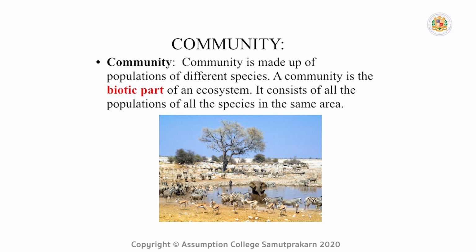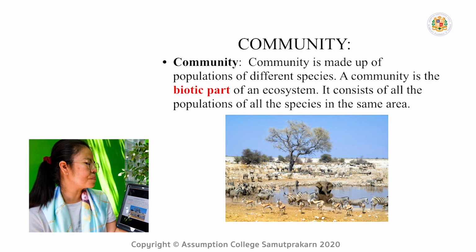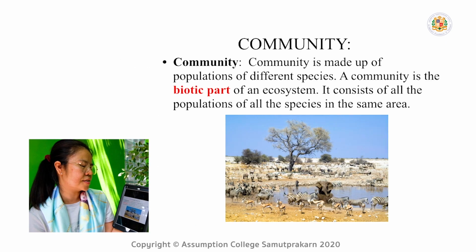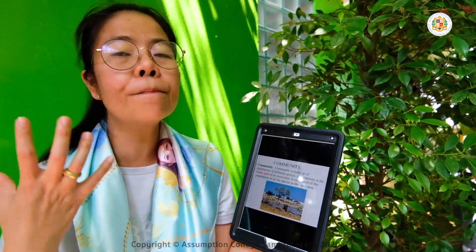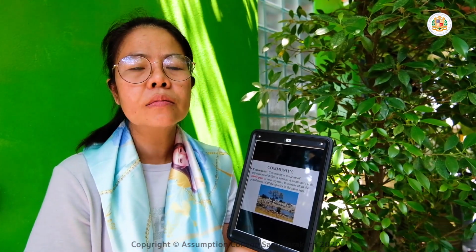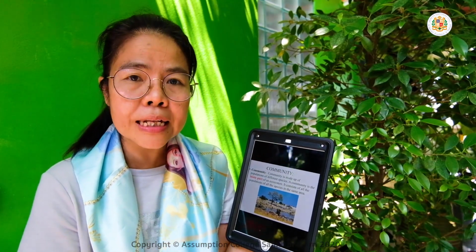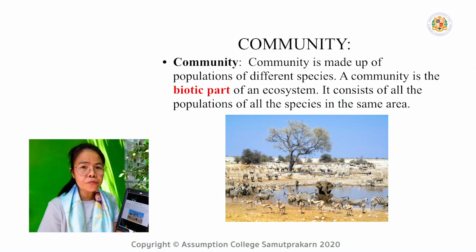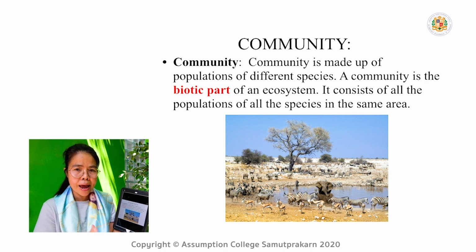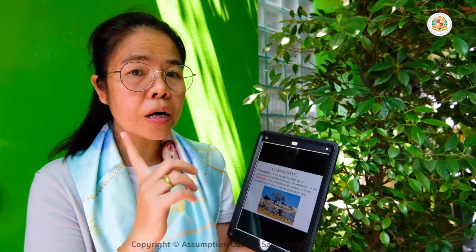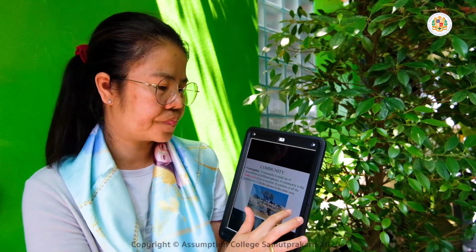Community. The community is made up of the populations of different species of living things. A community is the biotic part, that means living things, the group of the living things. But don't forget, very important, it means different types, different species of living things staying together in an area. Okay, that we call community.